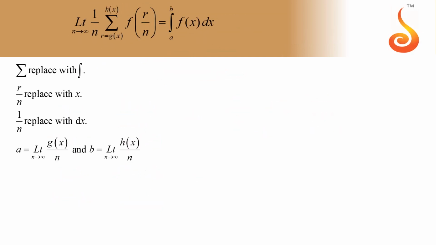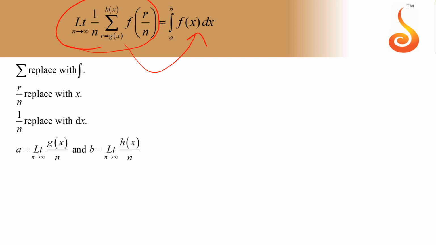Okay, so this is also a very important one. Limit n tends to infinity of 1 by n sigma f of r by n, with r running from g to h. This left side is actually a limit as a sum, and we will convert it into a definite integral.